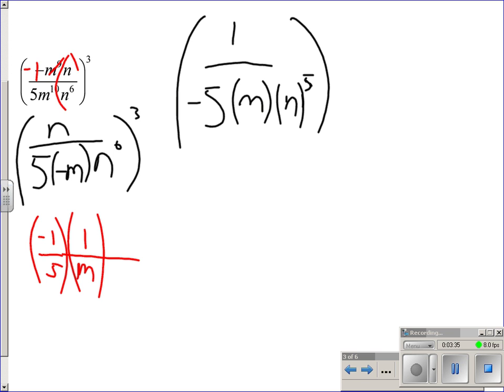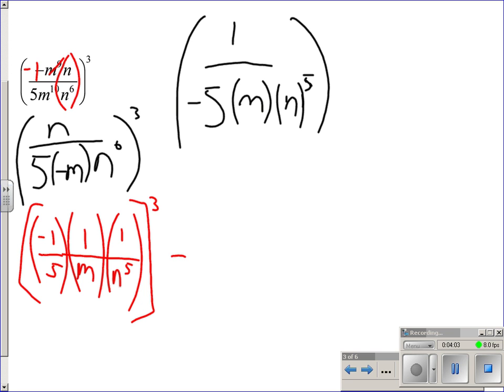Now we got our n's. Okay, we got 1 in the top. We got 6 in the denominator. So there's 5 factors of n in the denominator. Technically, a 1 in the numerator. This is what I mean by just taking care of the common things. Numbers, things with the same base. All right, so this is still raised to the third power. So let's just clean this up a little bit. We just got a negative 1 in the numerator. We're just multiplying these fractions straight across. We got 5m times n to the 5th. That's all we can do on the inside of that parenthesis.